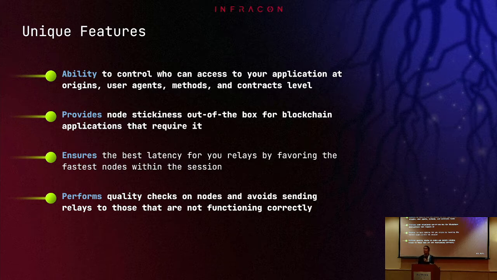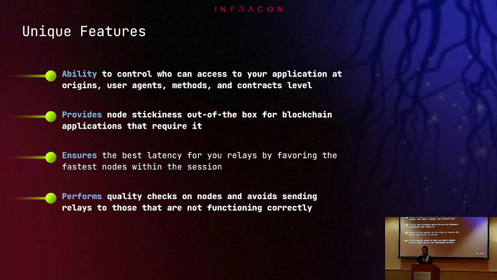Also, besides that, we provide node stickiness out of the box. Node stickiness is basically a way for all your relays to go to a single node for a certain period of time. And that is especially useful for applications that have two things: high throughput and a very fast block time. For example, if you start sending many requests to many different nodes, the data may not be propagated that quickly into other nodes, so you may run into different issues because of that. By sending requests to a single node for a single period of time, you're able to lower the possibility of getting those issues.